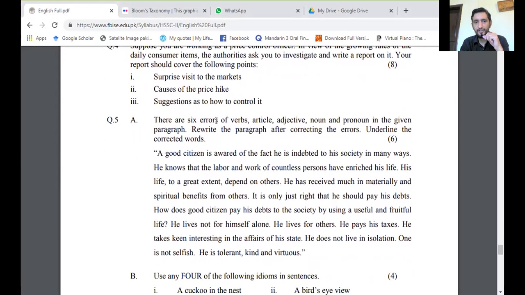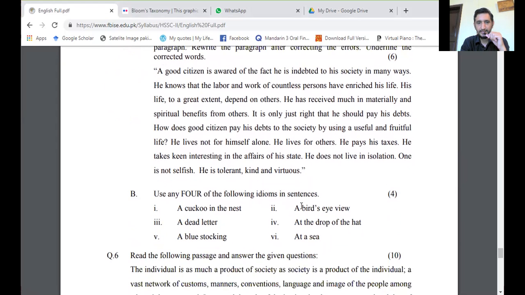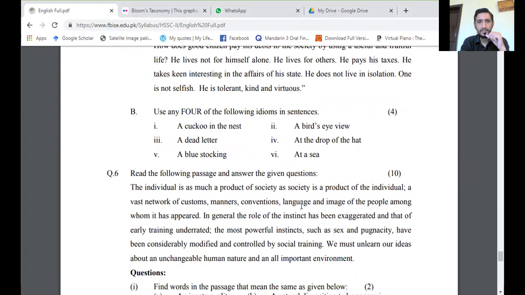Next is question number 5. There are 6 series of verbs, articles, adjectives, nouns, and pronouns errors in the given paragraph. Rewrite the paragraph after correcting the errors. So this is a paragraph. Do you see any mistakes in it? Have a look. Are there any mistakes? Well, aware, have you ever heard of this word? This is clearly a mistake. So you need to correct mistakes like this in this whole paragraph and rewrite it. It carries 6 marks.